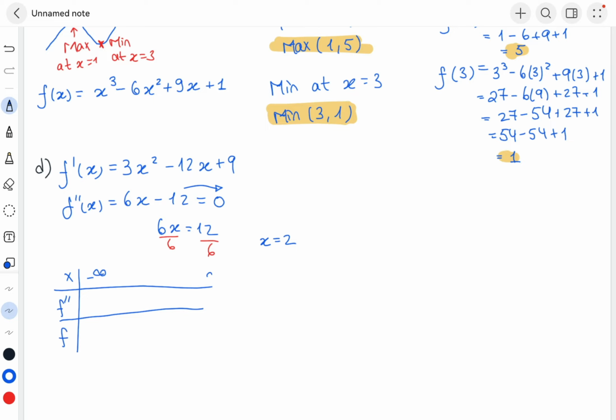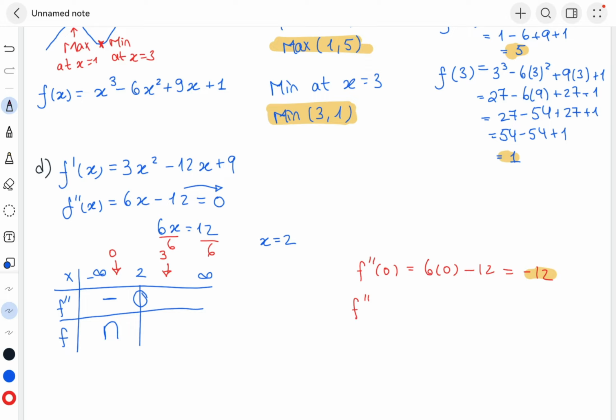We do the same table, but now with 2 in the middle. From negative infinity to infinity, and a 2 here, and a 0 on it. Why? Because f double prime at 2 is 0. Now we take test values, a number between negative infinity and 2, and a number between 2 and infinity. Let's take 0 and 3. So now, f double prime at 0 is 6 into 0 minus 12, which is negative 12. Our number is negative, which means we have a negative here, and our function is concave down.